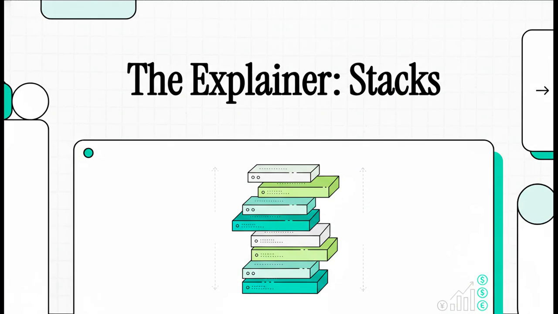Today we're tackling a surprisingly tough stock market problem. And believe it or not, the key to solving it is something you've seen 1,000 times in a cafeteria. Yep, we're talking about the simple, elegant power of a stack.